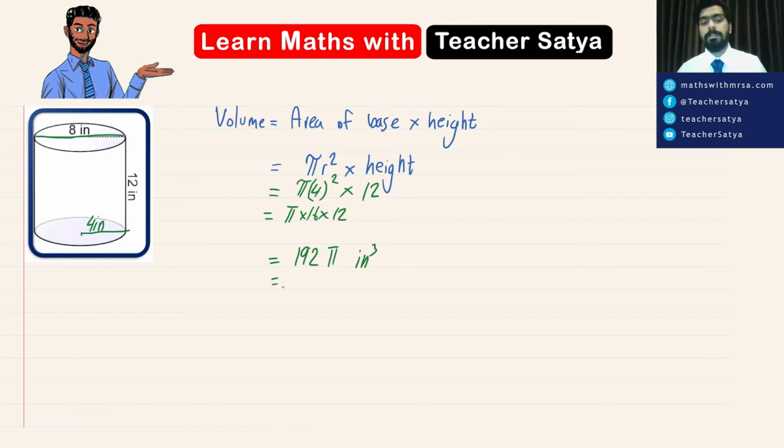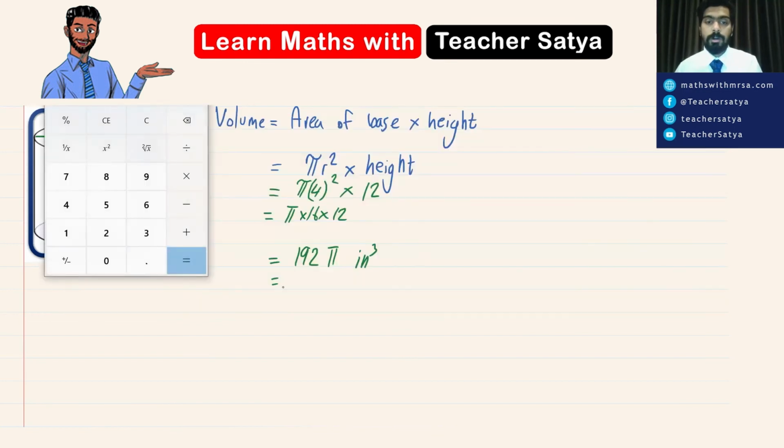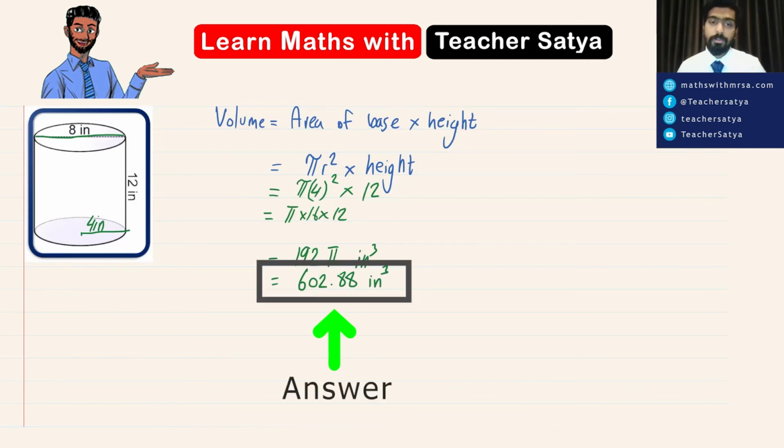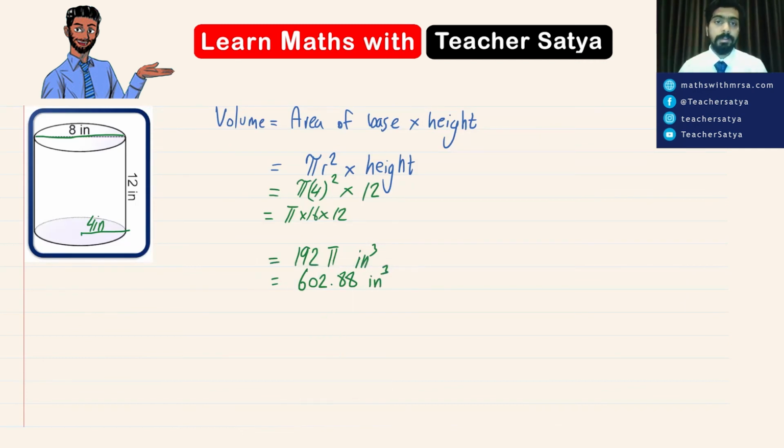But in some places, they don't want you to answer it as pi. So what we are going to do is take 192 and multiply it with 3.14, which will give us 602.88 cubic inches. And that is how you find the volume of a cylinder easily, guys.